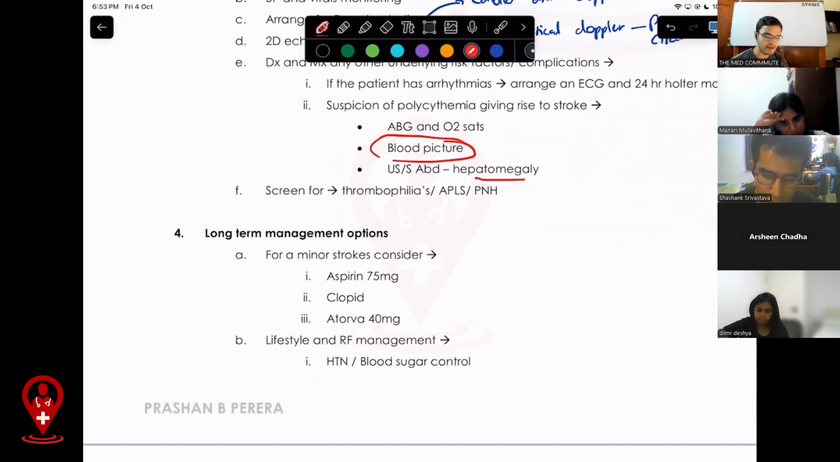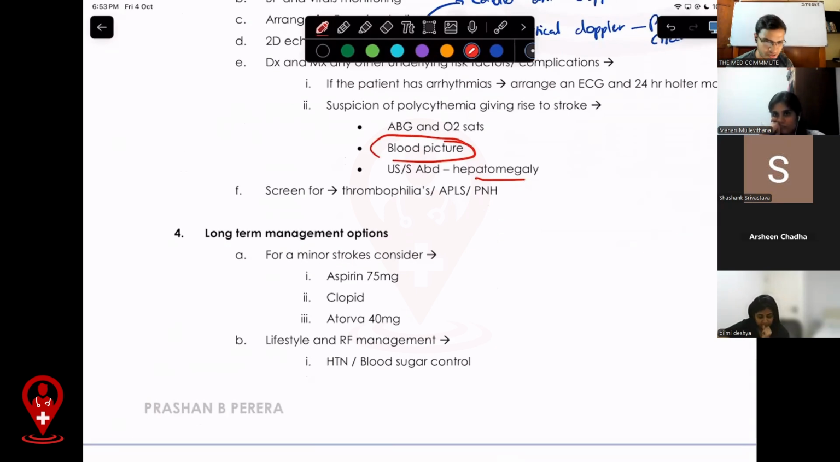Next, long-term management. Now you have managed the acute setting, and the patient is stable. Now, before discharging the patient, how are you going to manage this patient in the long term? This is what we're going to talk about.